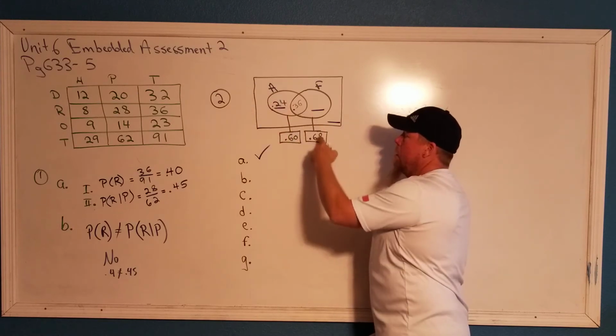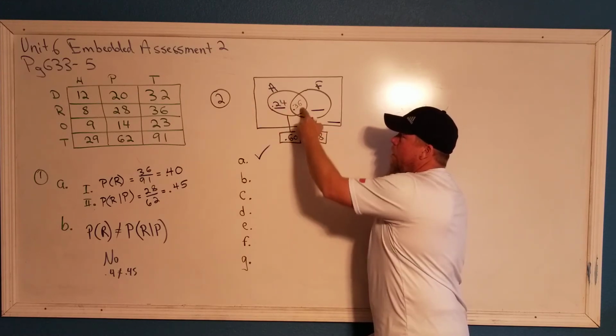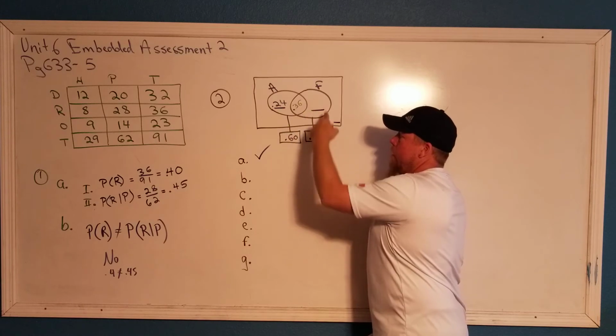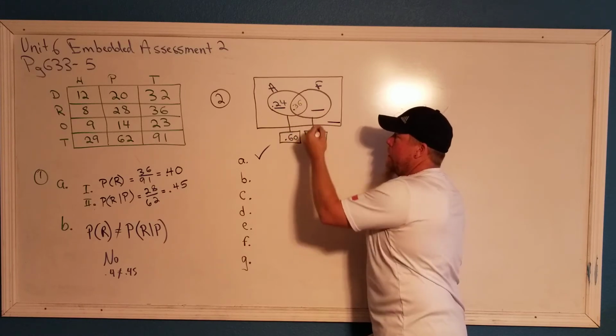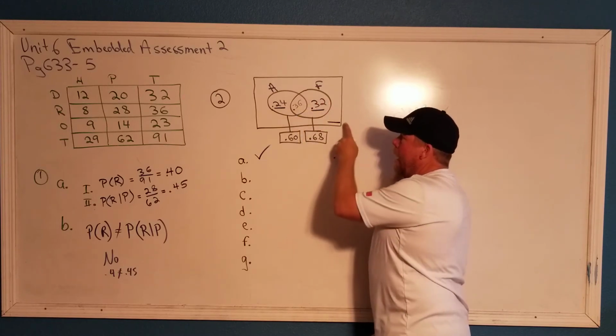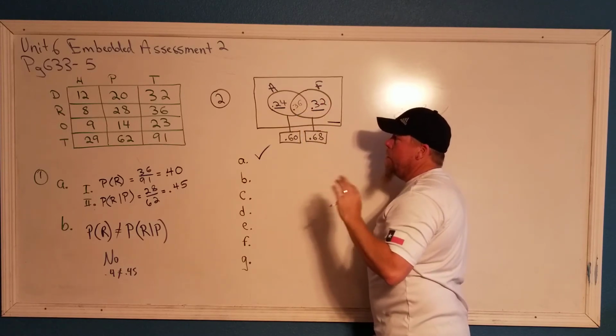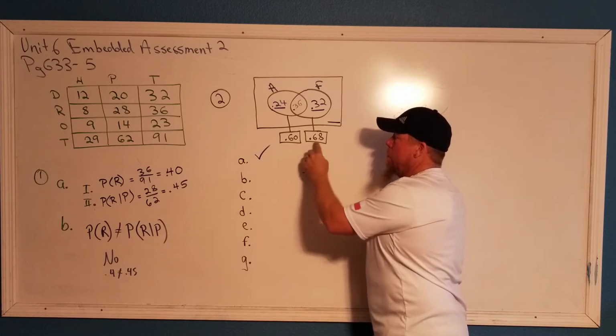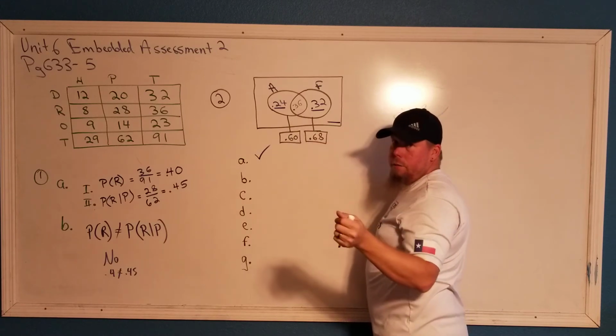Same idea here, 0.68, 0.36. What do you add to 0.36 to get 0.68 total, or what's 0.68 minus 0.36? You're going to get 0.32, all right? And then this missing value, we can do it several ways. You can do this one plus this one minus this one. That was our addition rule.